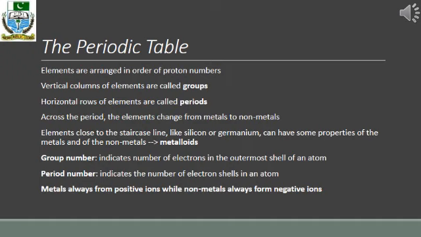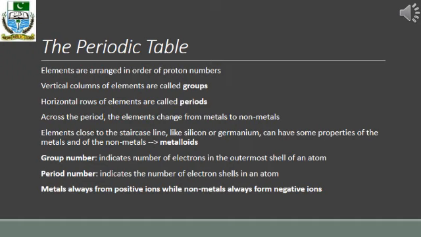If we go through a period, we will see that the first elements of the period are metals, and as we go along the period, the non-metals are on the other side of the period, where the period is ending. Elements close to the staircase line in the periodic table, like silicon or germanium, can have some properties of both metals and non-metals, so they are known as metalloids.